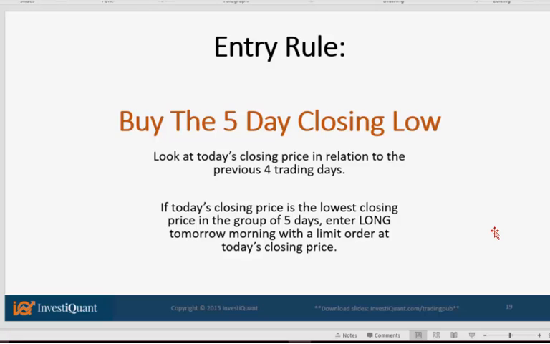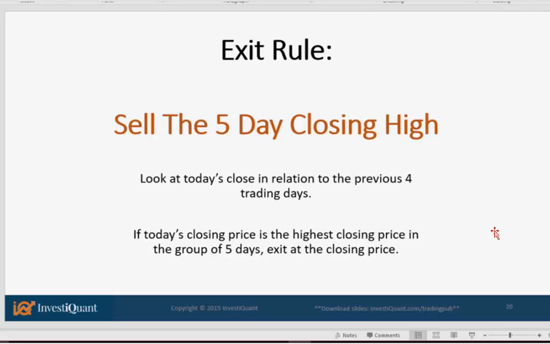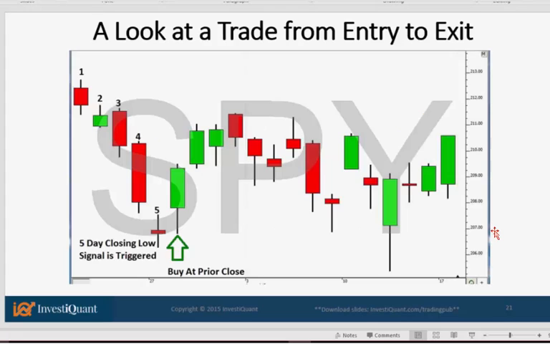So if there's an unfilled gap up, you won't get filled. But if there's a gap down, you'll get a better price than today's close. And if there's a gap up and then it pulls back a little, you'll get a better fill than having to pay for the gap up. We're going to hold on to that trade until the market closes at a 5-day high and then exit there on the close.